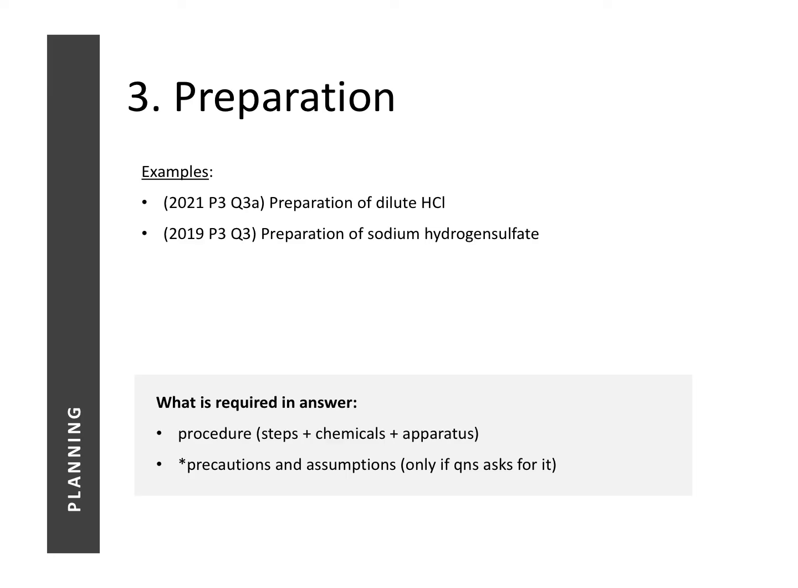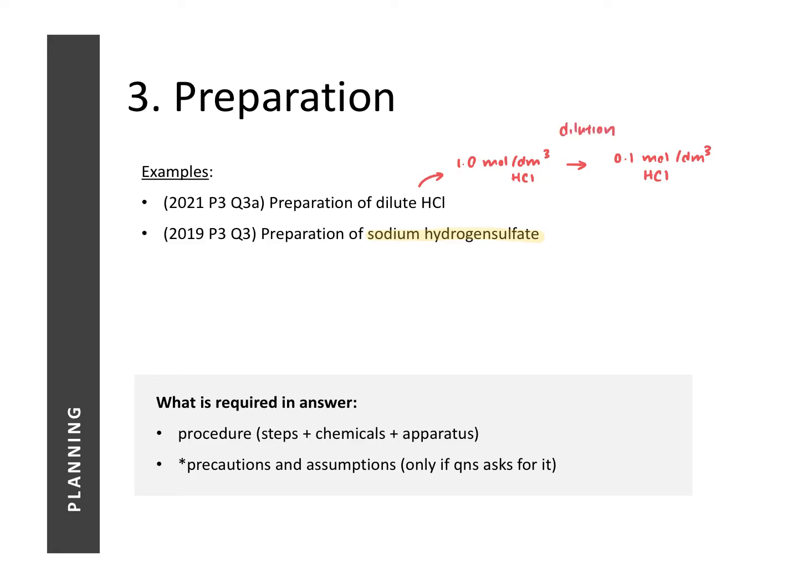Now, the third type of planning question is on preparation, meaning they want to see how you can prepare something. Examples would be the 2021 planning question, where you're supposed to prepare dilute hydrochloric acid, and the 2019 planning question where you have to prepare a salt, which is sodium hydrogen sulfate. In the 2021 planning question, they mentioned that they were given a 1 mole per dm cube hydrochloric acid sample, and they are supposed to prepare a 0.1 mole per dm cube hydrochloric acid sample. So from the concentrations involved, we can see that you need to do a dilution.